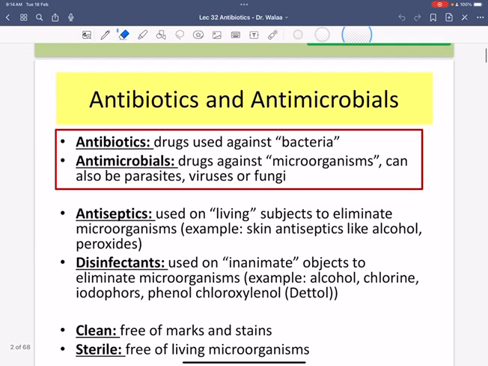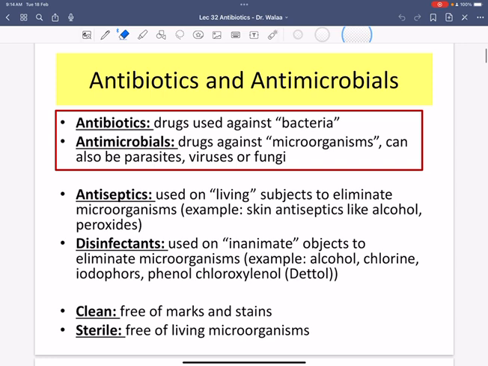So as you all know, antibiotics are agents used against bacteria. Antimicrobials are a more generic term to describe the use of a specific compound targeting, in general, pathogens, whether they were bacteria, viruses, fungi, or parasites.